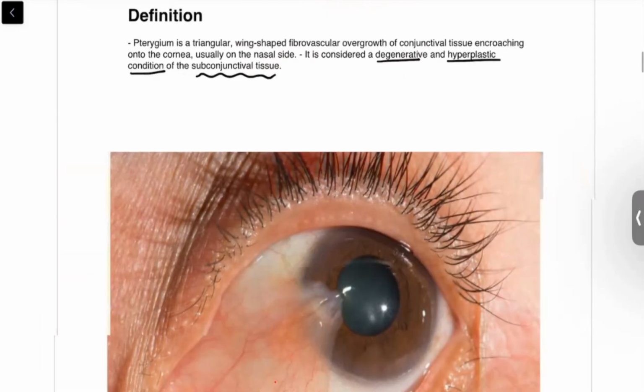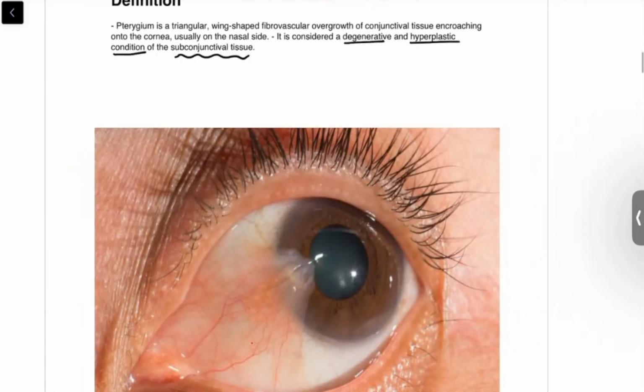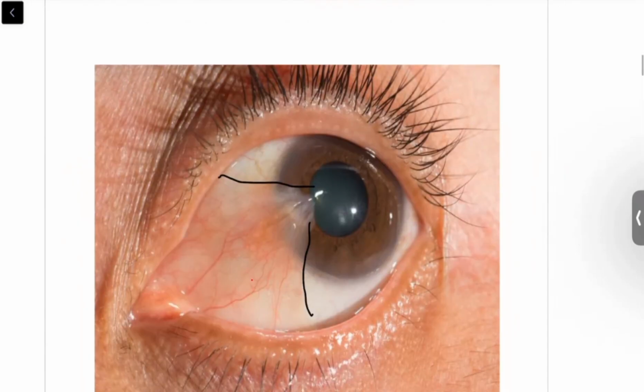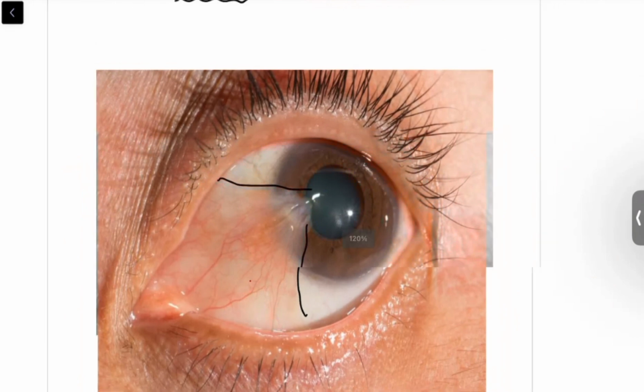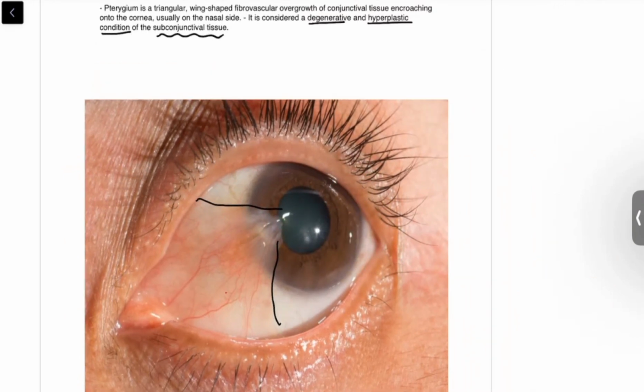So just like we can see in this image, it is arising from the nasal side. It is a triangular growth and it is fibrovascular growth, and it is nothing but conjunctiva. So it is a conjunctival overgrowth which has started from the nasal side and is encroaching the cornea. Okay, it is usually because of a degenerative and hyperplastic condition of the subconjunctival tissue.